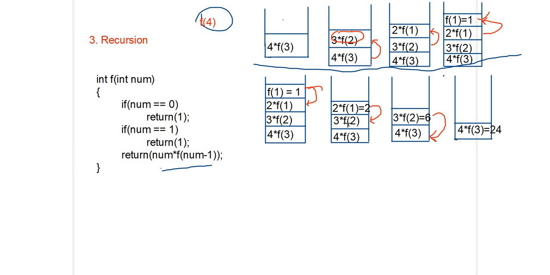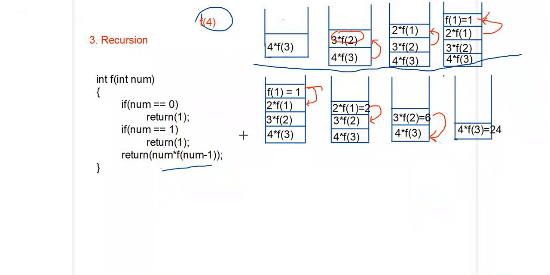Okay, 3 into 2 will be 6, and after that 6 will be returned, and it will be popped out. Okay, at the end 4 into, now at the end of the operation, 24 will be returned. That is the factorial of 4. Okay, at the end our stack will be empty. The last, 4 into f of 3, the value of 4 into f of 3 is 24, and 24 will be popped out from the stack.